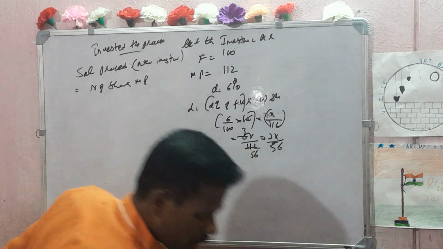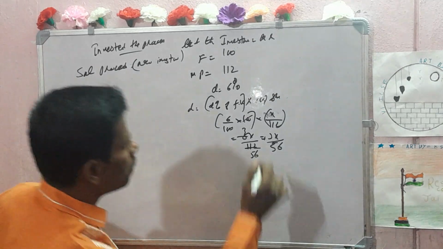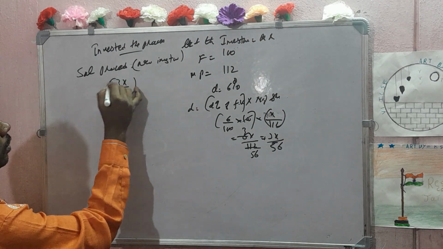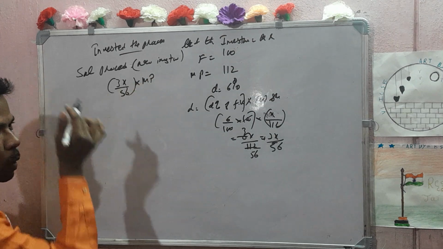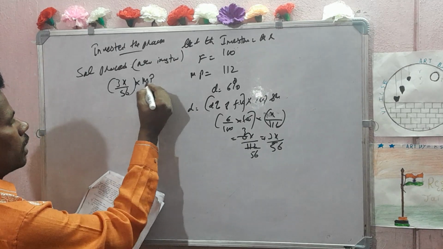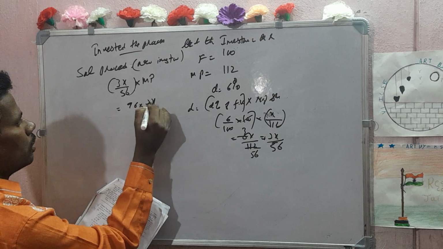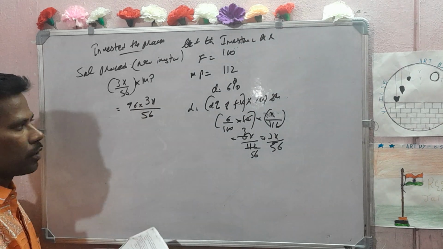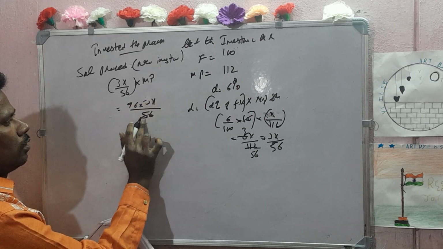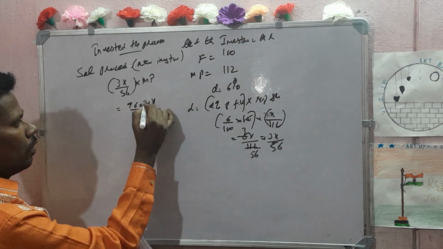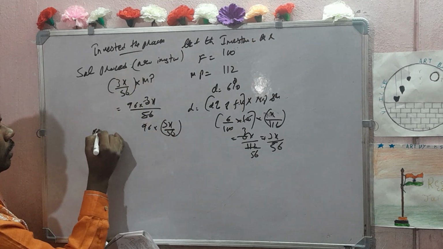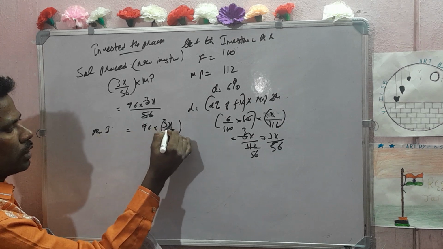Number of shares, we already know. Number of shares we already calculated: 3x by 56, into market price. Market price is nothing but 96, as they give, when the shares fell to rupees 96. So 96 into 3x by 56. Cancellations, 3 2s are 6, sorry. Or else you write it as it is, 96 into 3x by 56. This is the new investment.